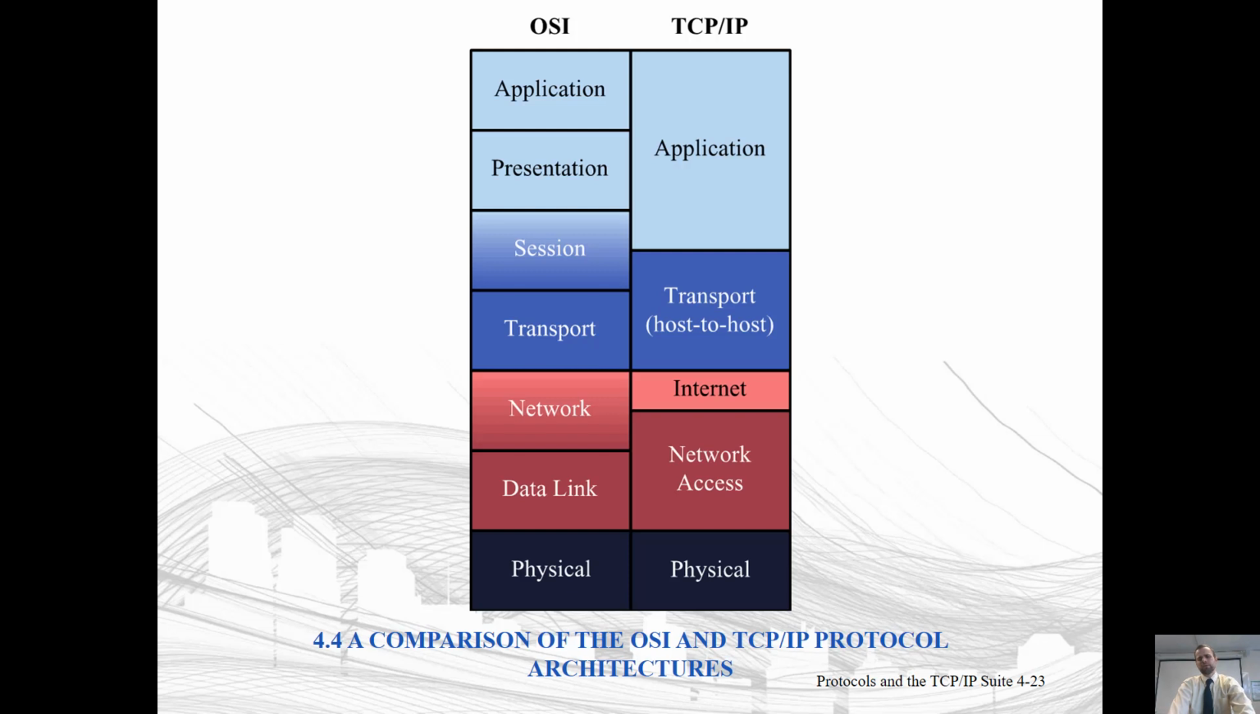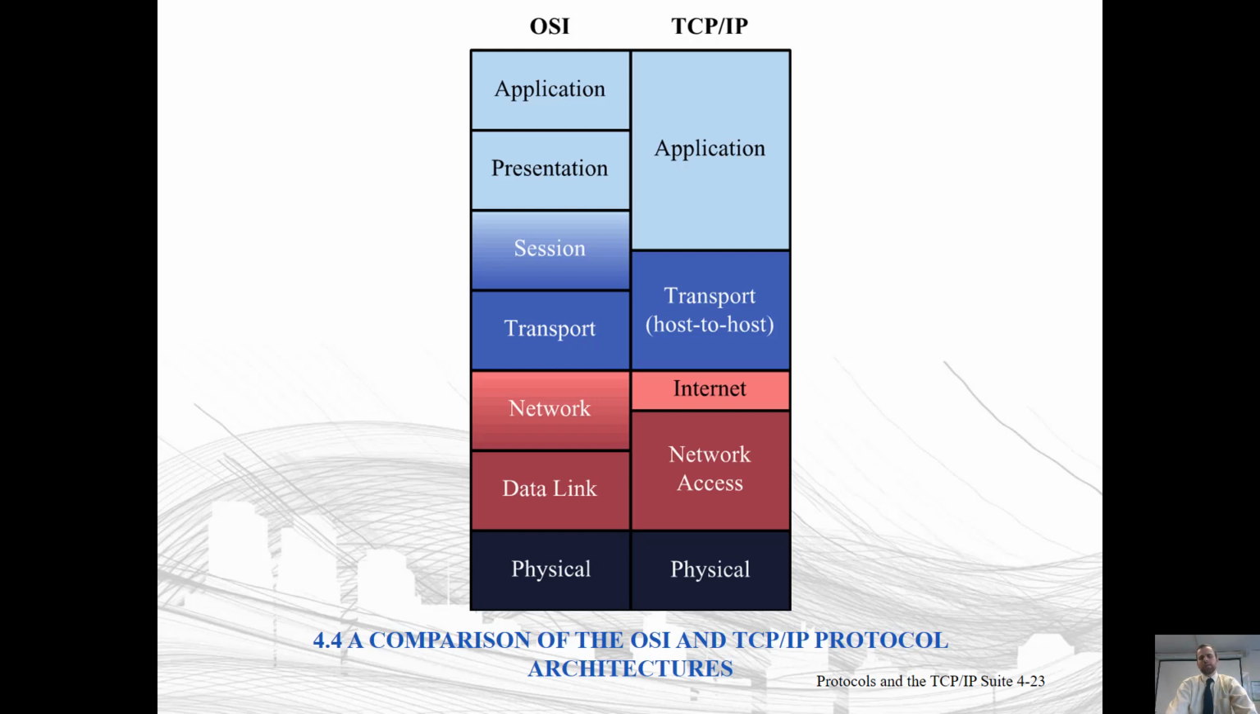So here's that side-by-side comparison I was promising. You can see the application layer of the OSI model plus the presentation layer and part of the session layer is comparable to the application layer on the TCP/IP side. Transport, it's not a perfect one-to-one there, but part of the session and part of the transport of OSI comprises the equivalent transport layer of the TCP/IP.